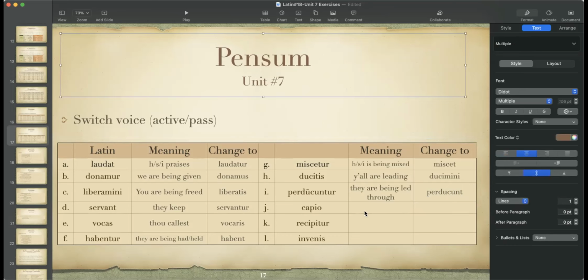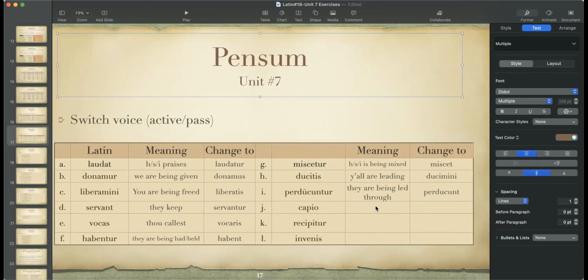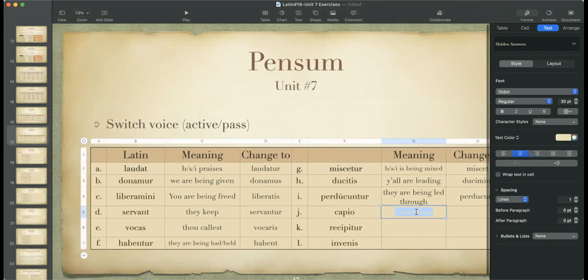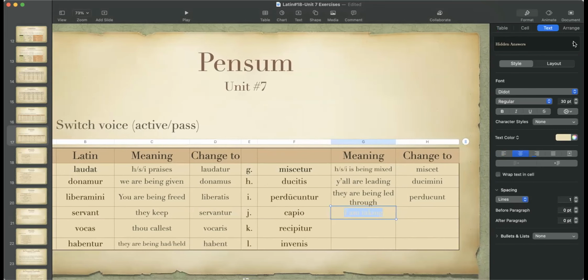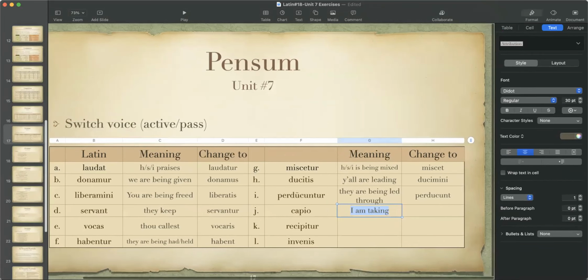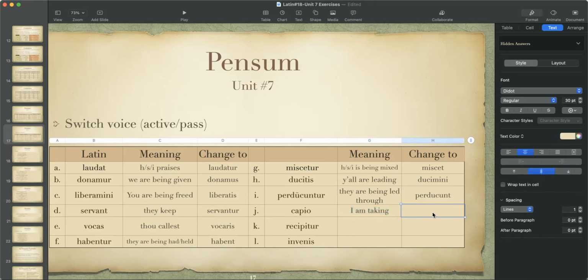Capio. Yeah, to take. You can also use it in the sense of grasp, as in I grasp what you were saying. So capio, quid dicis, I grasp what you were saying. And the passive form is capior, yes.